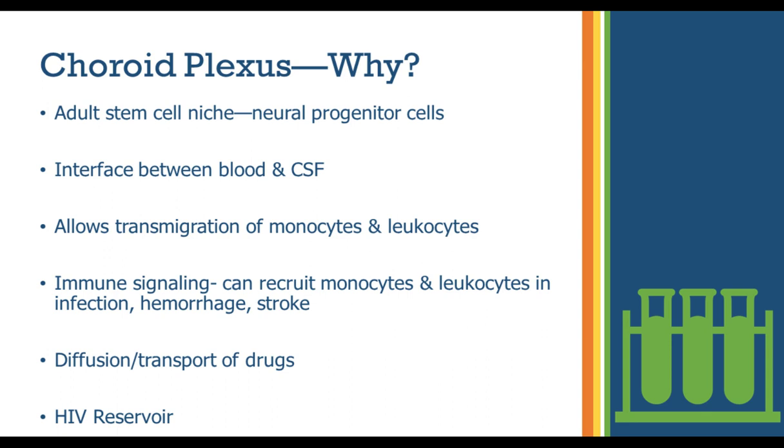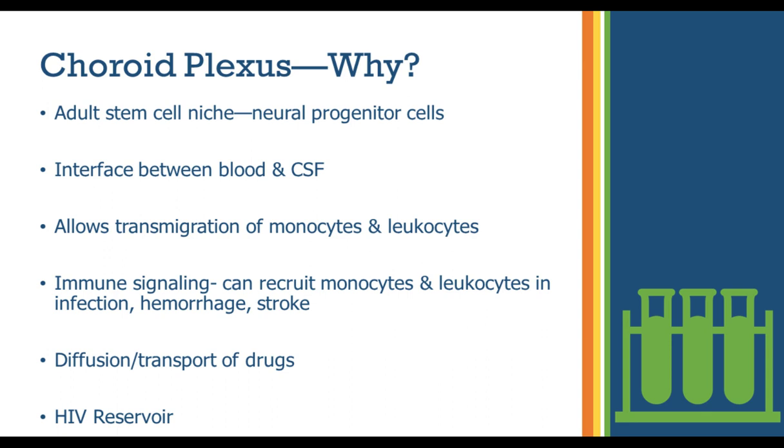You really want to know why the choroid plexus and why we wanted to focus on this. The choroid plexus is an adult stem cell niche. It's one of the locations that's been known to create neural progenitor cells. It's the interface between the blood and the cerebrospinal fluid, or CSF. It allows a transmigration of monocytes and leukocytes into the central nervous system, and it's responsible for immune signaling. It can recruit monocytes and leukocytes in infection, hemorrhage, and stroke. So if you have brain damage, it can actually signal out to the peripheral immune system and request additional cells to come help out with any damage in the brain.